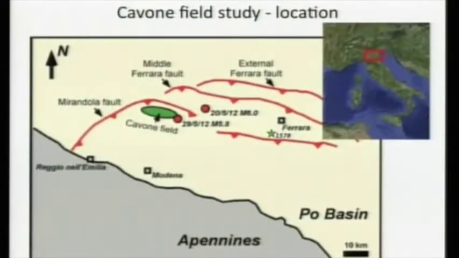So we need to start with a model of the geologic structure. This is the area that should now be familiar to us, the area of the Cavone field, which is shown here in green. This is the epicenter of the 1570 Ferrara earthquake. This is the magnitude 6 May 20th event. This is the aftershock event that happened near the edge of the Cavone field. So we start with a geologic representation of the structures.